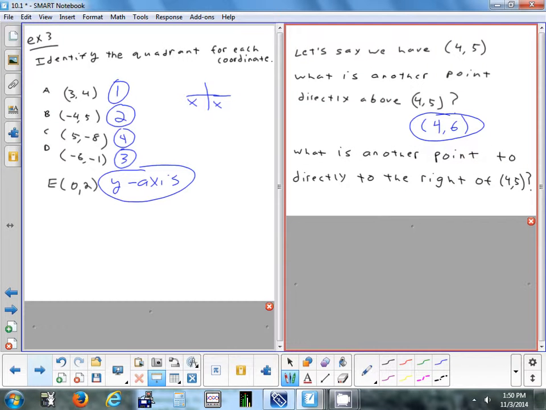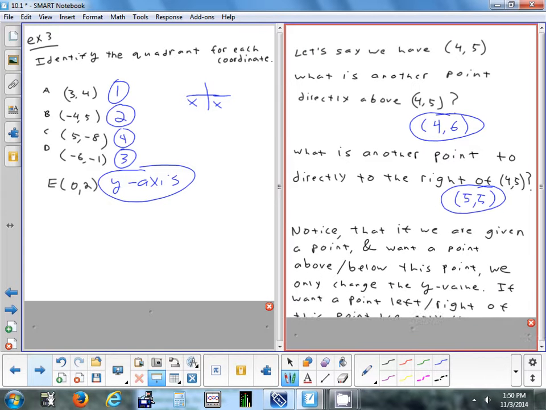Let's try this. What's a point just 1 unit to the right of 4, 5? 5. Yep. Okay. 5, 5 is a point that's to the right. So when you move left to right, which value does that affect? That affects your x. Okay, so that's what we just said.